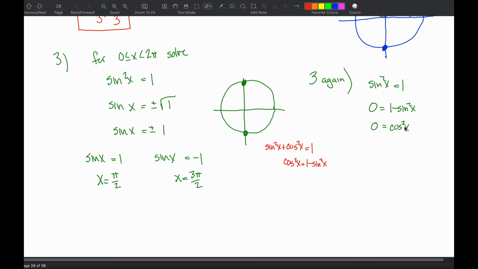To solve this equation for x, first let's solve it for cosine of x. Take the square root of both sides of the equation. Yeah, you should put in the plus or minus, but you really don't have to, because the square root of 0 is just 0 and plus or minus 0 are both just 0.